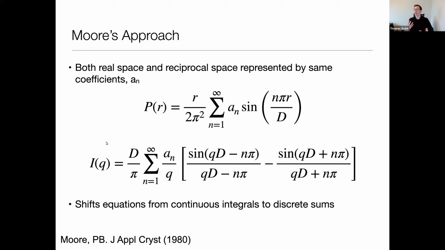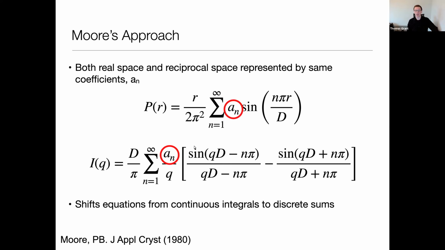All right, so we don't typically use Q of R and U of Q directly. We use P of R and I of Q. So we can do that calculation and show that the P of R function is this sine series, but modified. We have an extra R term here. And similarly, we have the I of Q set of basis functions, which is this equation here. So we've shifted the equations from being continuous integrals to these discrete sums, which allows us to solve them with tools like least squares, which we'll get into in just a minute.